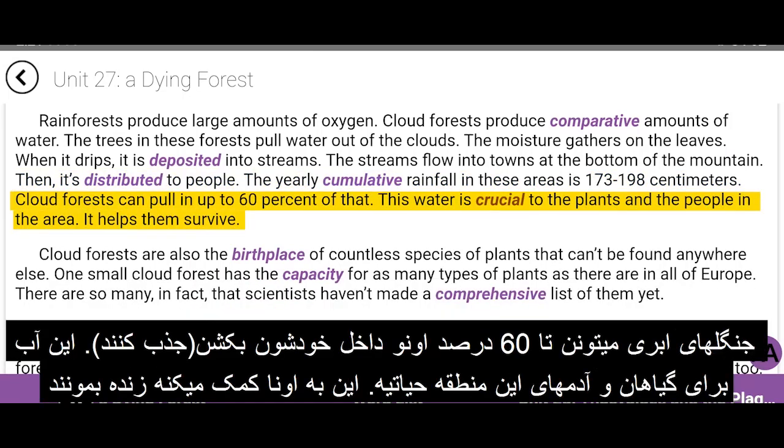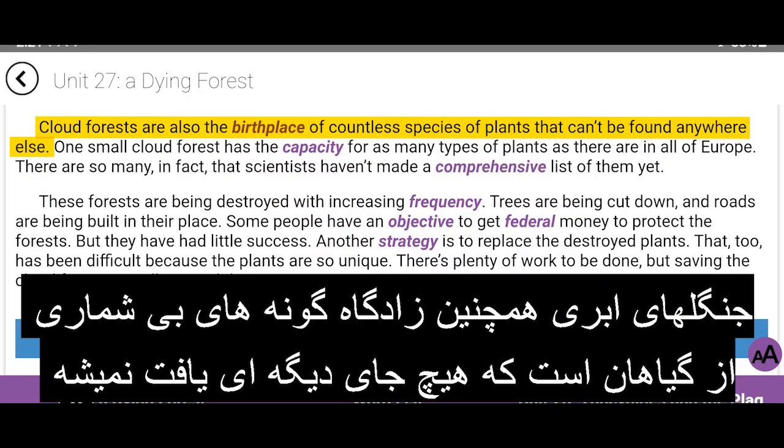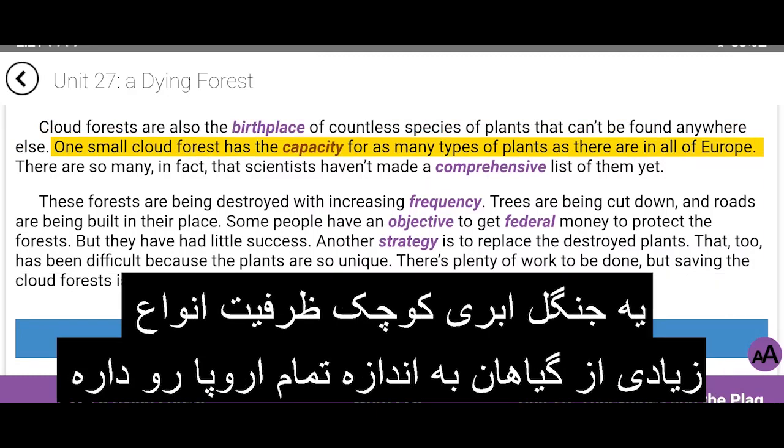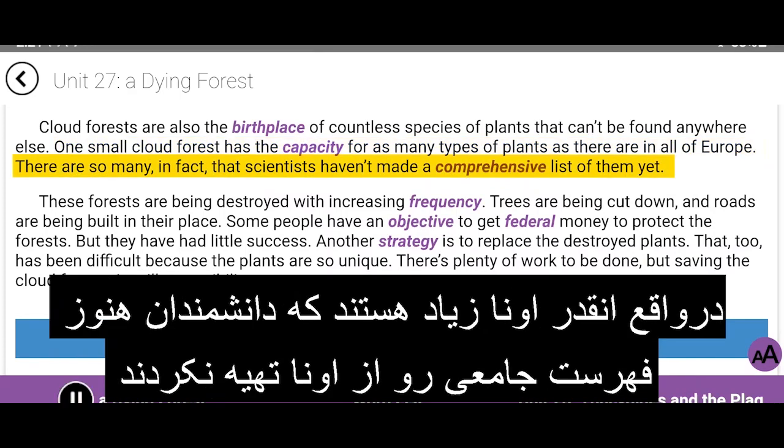Cloud forests can pull in up to 60% of that. This water is crucial to the plants and the people in the area. It helps them survive. Cloud forests are also the birthplace of countless species of plants that can't be found anywhere else. One small cloud forest has the capacity for as many types of plants as there are in all of Europe. There are so many, in fact, that scientists haven't made a comprehensive list of them yet.